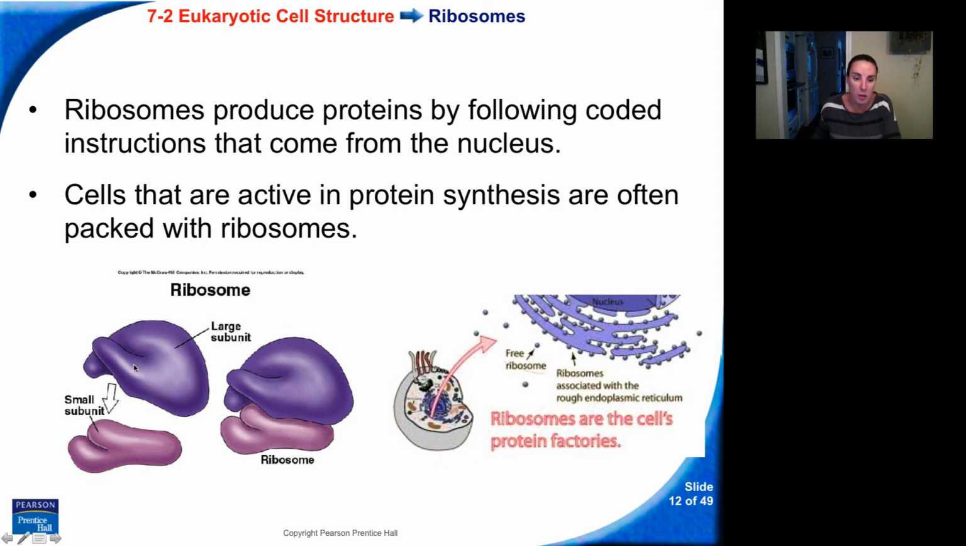So here is the ribosome structure, two subunits. The ribosome is made in the nucleolus, and it assembles proteins. Okay, so in the cell, there's tons of ribosomes, free ribosomes and attached ribosomes. They're the protein factories.